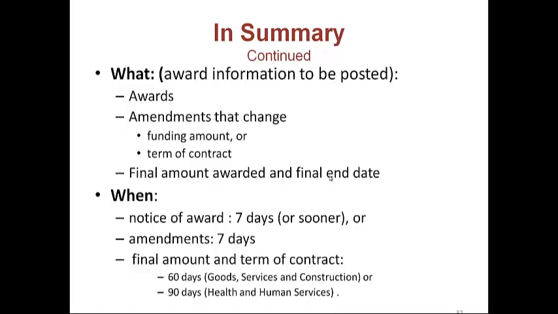How often and when do you have to put awards, amendments, and notices of amendments in PANS? Well, for all notices of awards, 7 days or sooner if you can. Remember, the 7 days starts the countdown for vendors who may want to protest. For amendments, again, the date is 7 days, and by days, we mean calendar days. The final amount and term of contract for good services and construction is 60 days, and 90 days for health and human services.